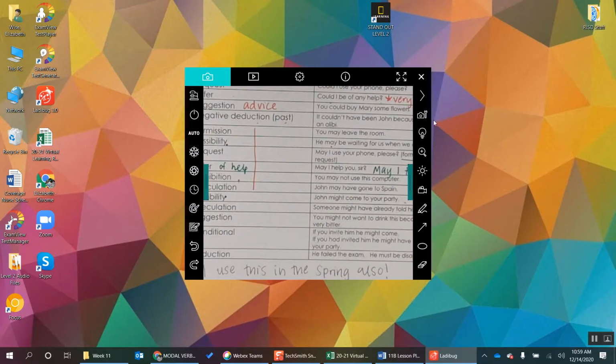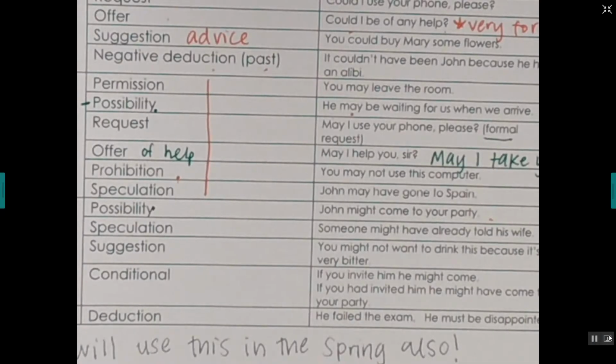And usually when we're using it in that sense, it's serious. You may not speak Spanish in my class, right? Like it's a serious prohibition. Because we could also say, no, you can't use the computer, right? But if you say, oh, you may not use this computer, then it's more serious. It just carries more weight. It's stronger, más fuerte, okay?